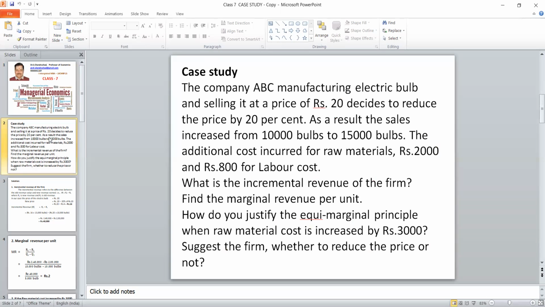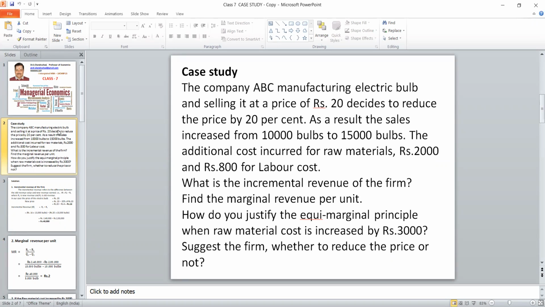Let me read. There is a company, ABC manufacturing company, which is producing electrical bulbs and selling them at rupees 20, and it decided to reduce the price by 20%. As a result, the sale increased from 10,000 bulbs to 15,000 bulbs. The additional cost incurred for raw material is rupees 2,000 and rupees 800 for labor cost. So raw material cost is 2,000 rupees and labor cost is 800 rupees.